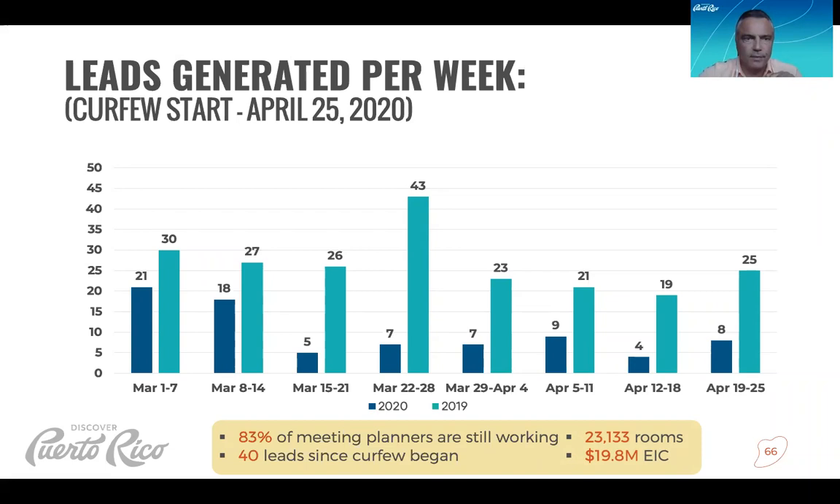It may be a surprise to some of us that a recent North Star Meetings poll indicated that 83% of meeting planners are still working full time. And although there's no doubt that the lead volume is substantially down year over year, we're still seeing activity and have actually produced 40 new leads for over 23,000 room nights, or close to 20 million in economic impact since the lockdown began. So the overarching point is that we must remain engaged now more than ever to keep this momentum going.